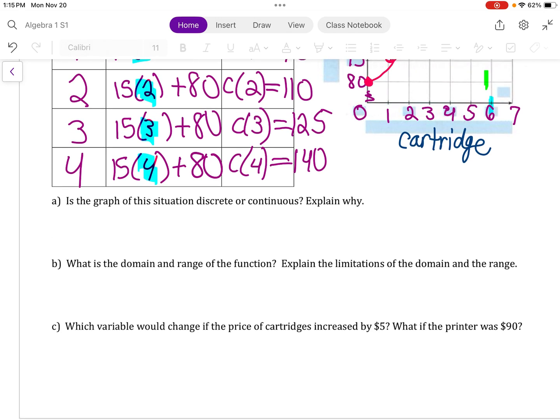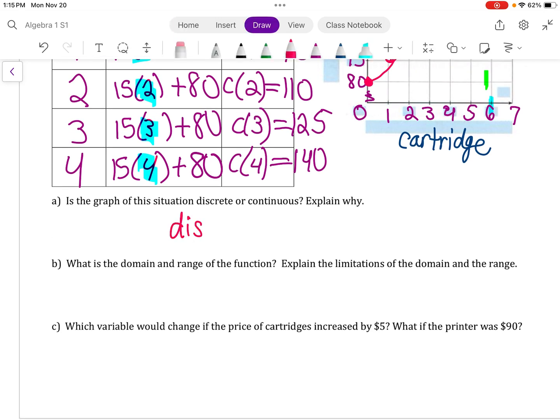Is this graph discrete or continuous? It is discrete. Okay, you can't have half an ink cartridge. Okay, so the total amount, there's no decimal values again.